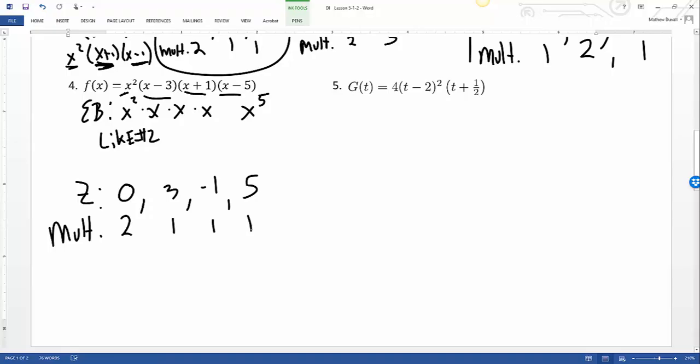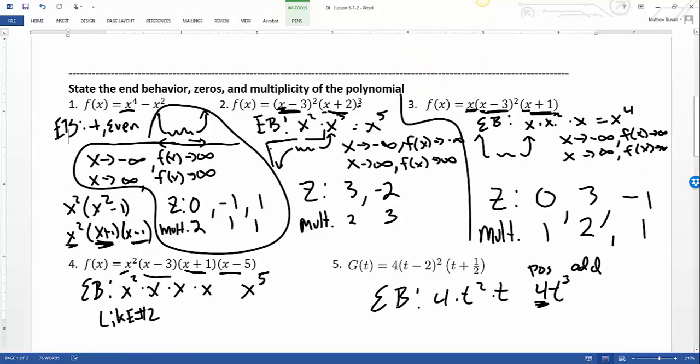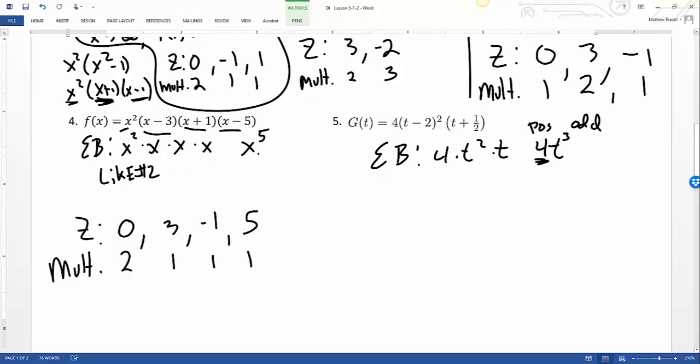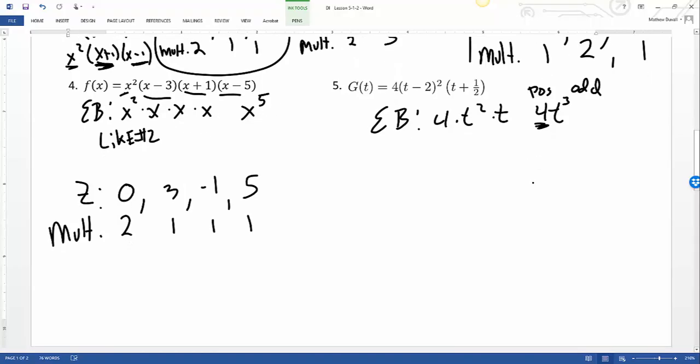So for this one, my end behavior, it's 4 times t squared times t, so that's 4t to the third. So that's positive and then odd. So because it's positive and odd, it's going to be very similar to number 2, and it's going to be very similar to number 4 because that's also positive and odd. So number 2 and number 4, just to save time.